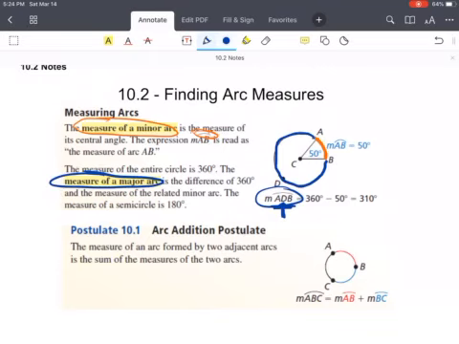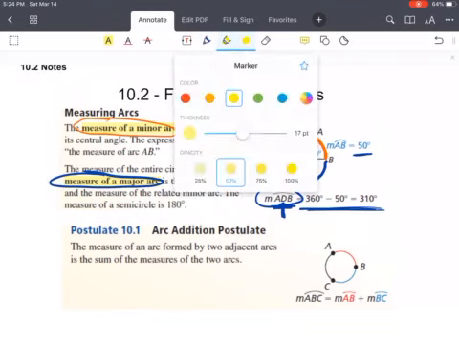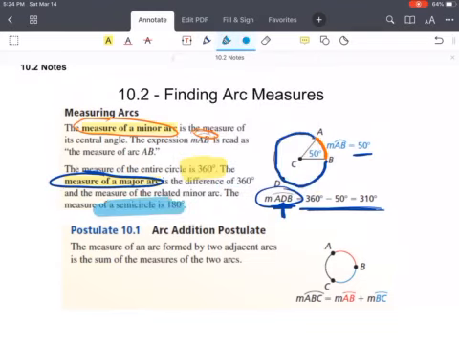And the relationship between those two is always going to be 360 degrees. A circle is always going to add up to 360 degrees. And so whatever you have for the minor arc, in this case it is 50 degrees, then the major arc would be 360 subtracted by 50 to get 310. And the last thing, when you cut a circle in half, a semicircle is 180 degrees.